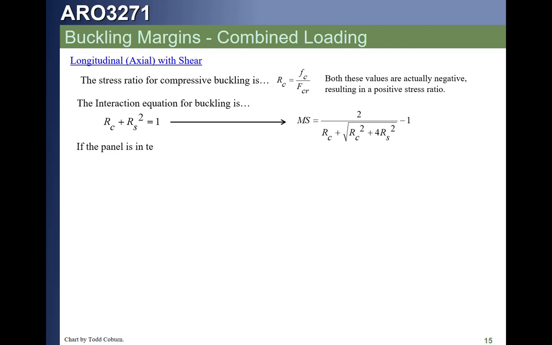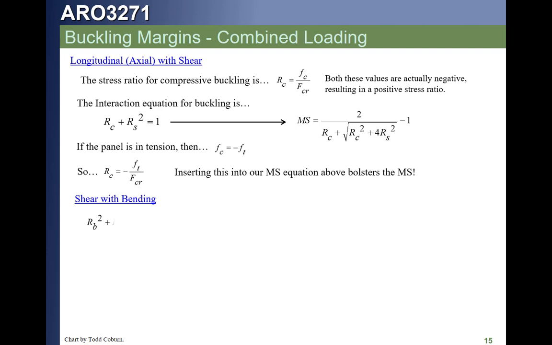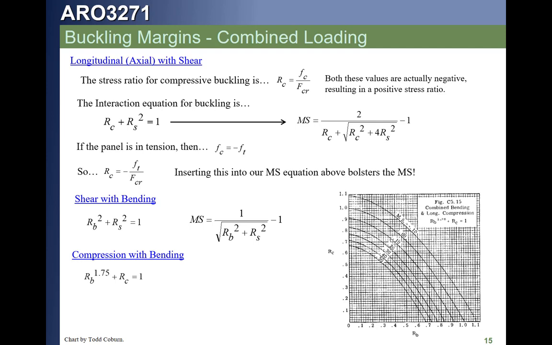We already said this, that's how that works. We said this, that's our stress ratio when we have tension, and we talked about how that bolstered the margin of safety. If we have shear with bending, this is our interaction equation, and our margin of safety is given by this equation. Once again, we don't need to go to an interaction curve because we have a closed form margin of safety equation. If we have compression with bending, then we have this interaction equation.